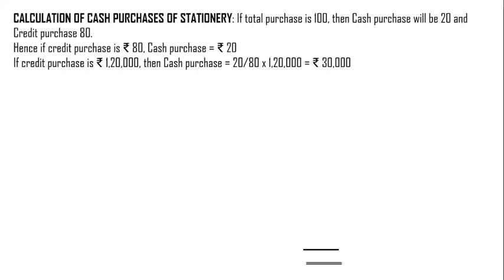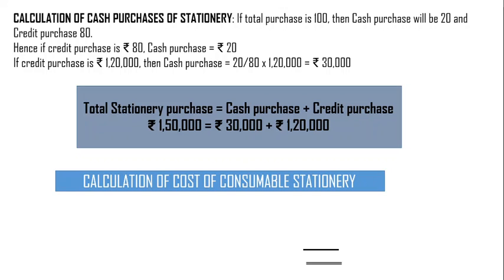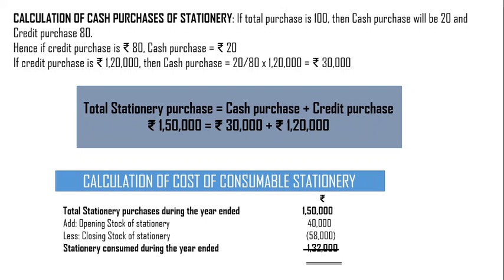Now you have cash purchase, credit purchase, opening stock, and closing stock. So now we'll move to the next thing. Total purchases we can easily calculate by adding the two, cash and credit. We'll get total purchases. And now the last part of the table: total stationery purchase during the year, add opening stock, minus closing stock, and finally we have the amount of stationery consumed.